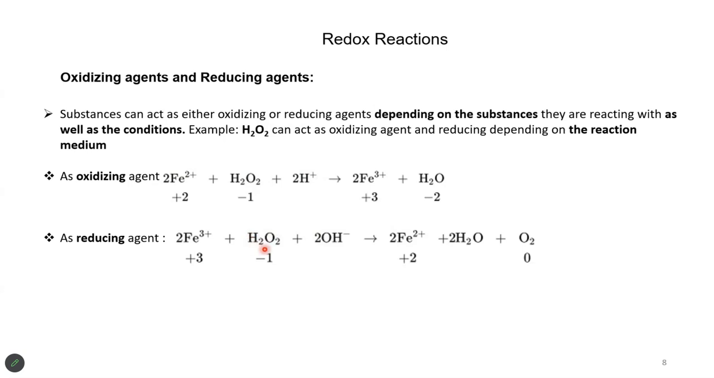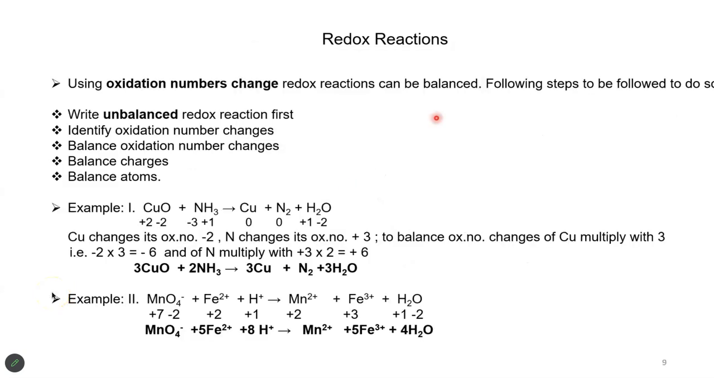So there are a few chemical reagents where, depending on the medium of the reaction and temperature, it can be an oxidizing agent as well as a reducing agent. We were talking about redox reactions, but balancing of redox reactions is also very important. There are two methods of balancing redox reactions: one is the oxidation number change method, and another is the half reactions method. We will discuss this in the next lecture.